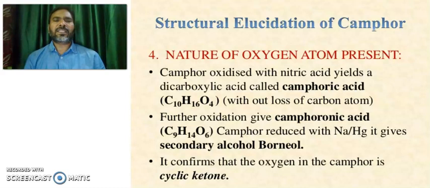Camphor oxidized with nitric acid yields a dicarboxylic acid called camphoric acid, molecular formula C10H16O4, without loss of carbon atoms. Further oxidation gives camphoronic acid, C9H14O6. Camphor reduced with sodium amalgam gives a secondary alcohol, borneol. It confirms that the oxygen in camphor is in a cyclic ketone.